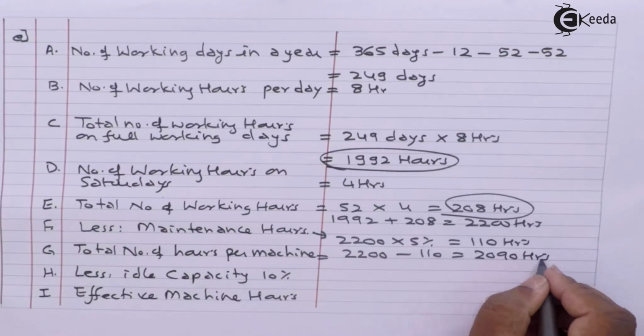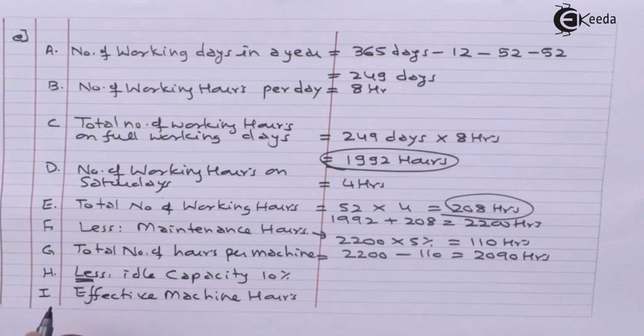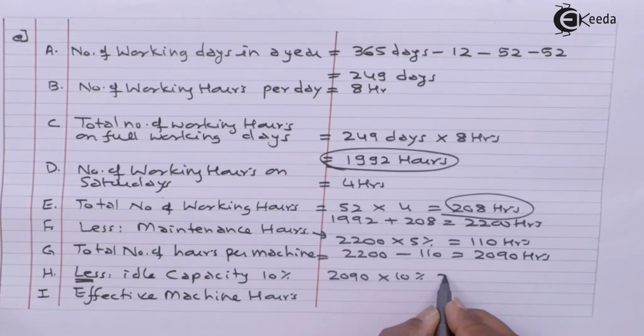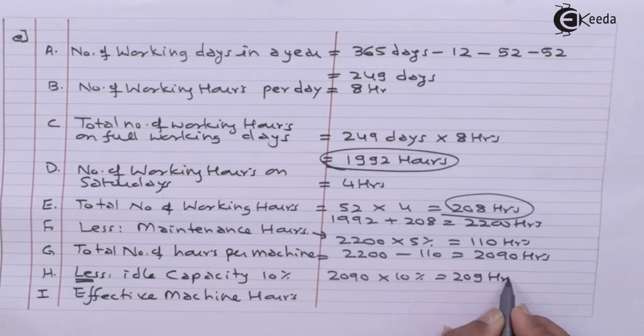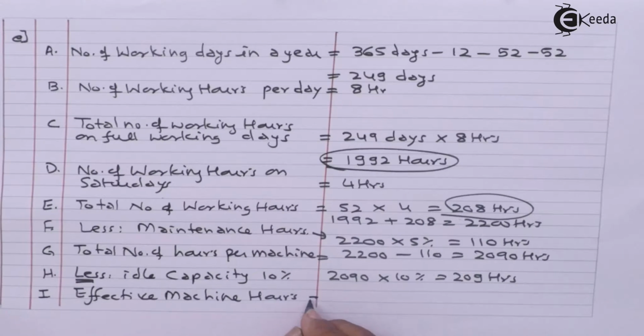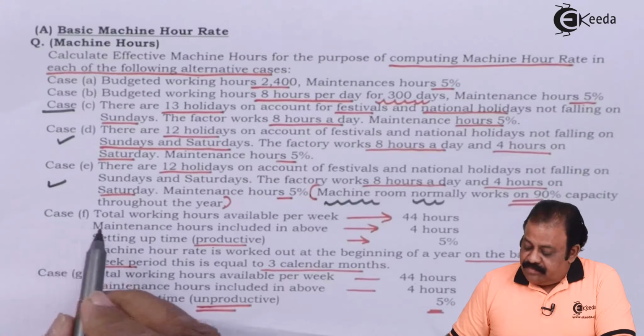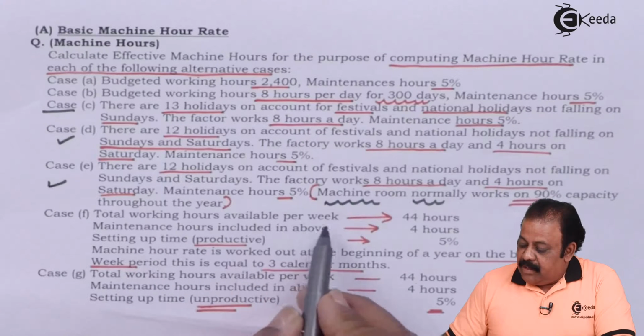2090 hours. Less, in the question they have given that the machine room capacity is used only 90%. That means 10% of the time it is remaining idle, not in use. So these hours are required to be reduced by that 10%. So less idle capacity 10%, so it is 209 hours. 2090 hours minus 209 hours. So it is 1881 hours.